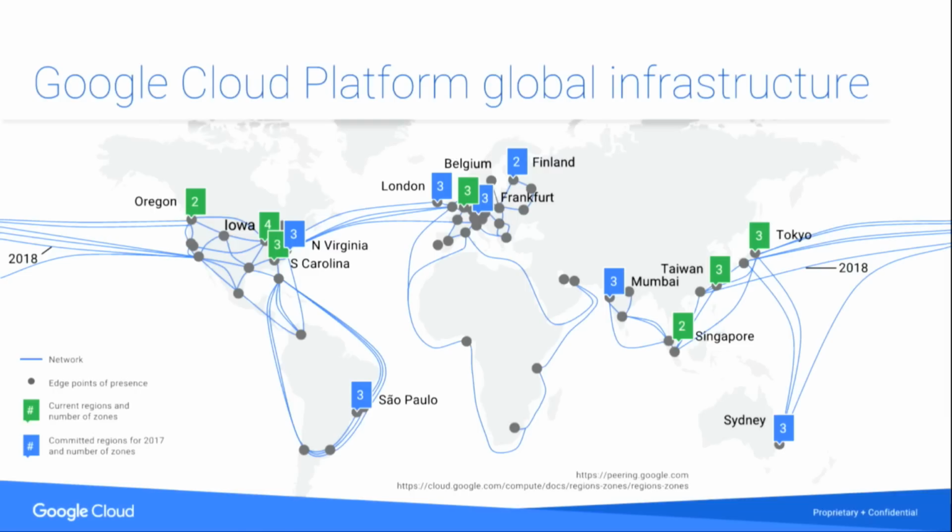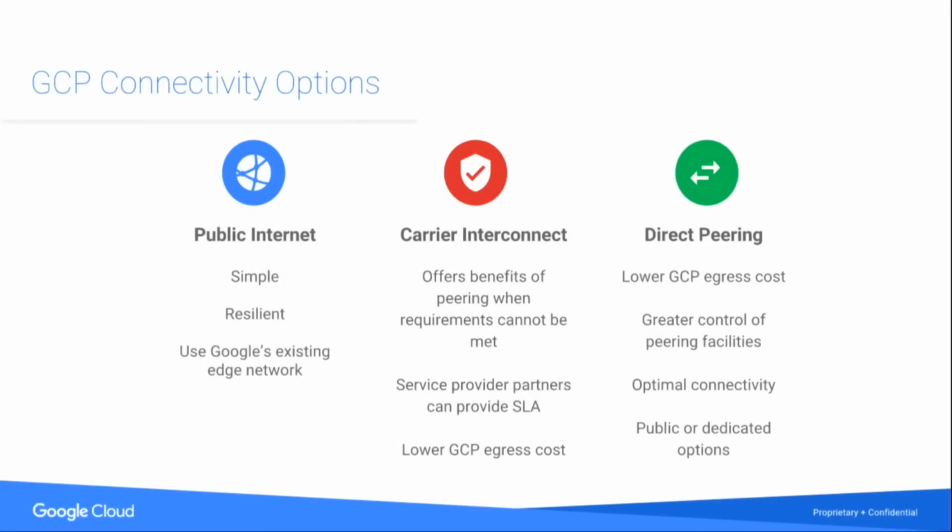We also have over 100 points of presence on our network, which are really the edge points of our network, which you'd be connecting to as a user. You'd be connecting to your closest point of presence as you reach Google's network from your internet connection. But there are a number of options for connecting into GCP. Firstly, you have the public internet, which is the simplest and most resilient way of connecting to Google's edge network. But at the other end, on the right here, you have something we call direct peering, where you can directly peer onto Google's network.